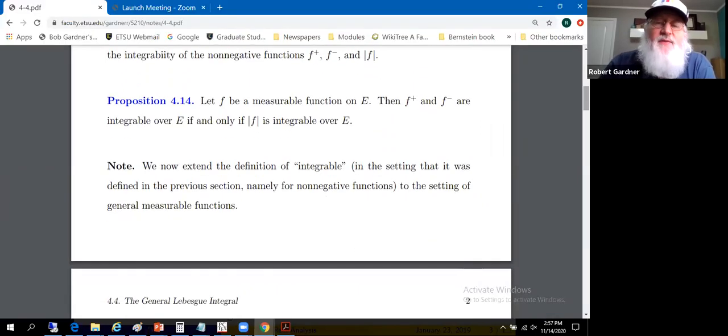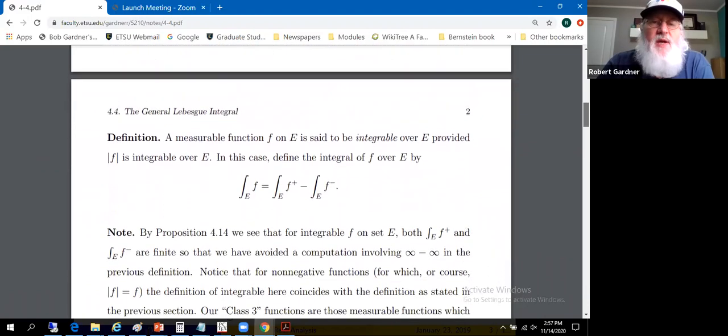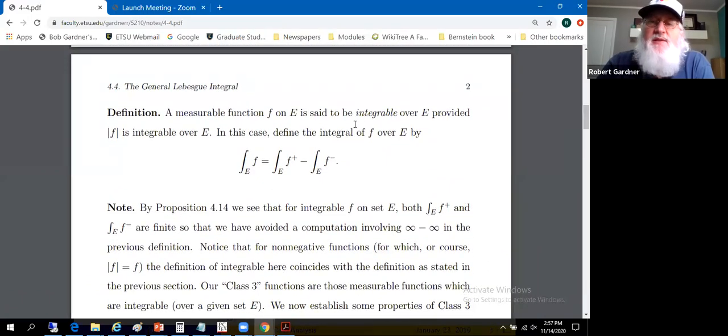So now we're going to define integrable, previously dealt with for non-negative functions. We're going to extend that definition to this setting of general measurable functions. So a measurable function f on set E is said to be integrable over E, provided the absolute value of f is integrable over E. In that case, define the integral of f over E to be the integral of the positive part minus the integral of the negative part.